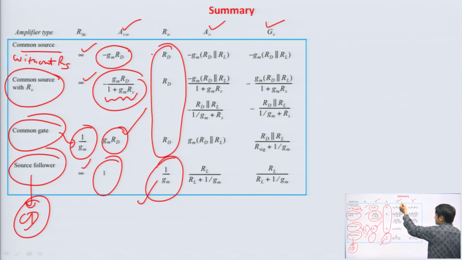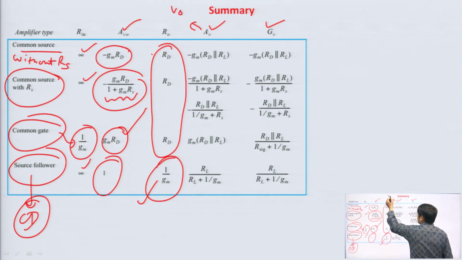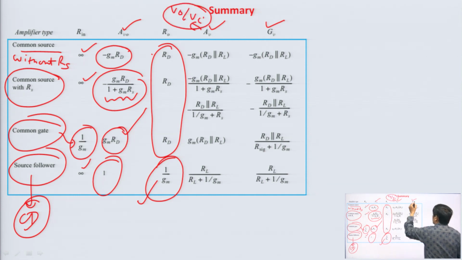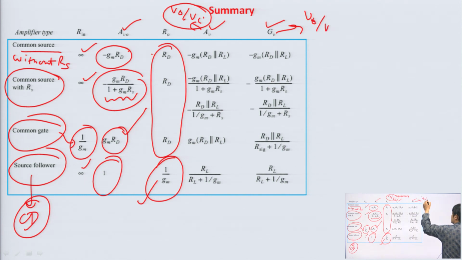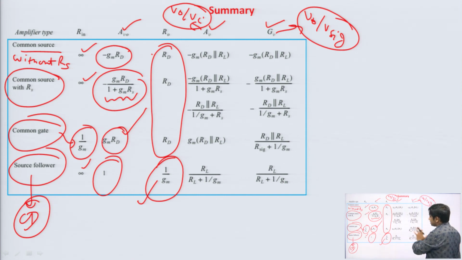A V is your voltage gain, G V is your overall voltage gain. A V we calculate as V naught upon V i, and G V is your V naught upon V s. So, we have done enough calculations for BJT and also for MOSFET. So, this is just the comparison chart of the different configurations, different MOSFET amplifiers.